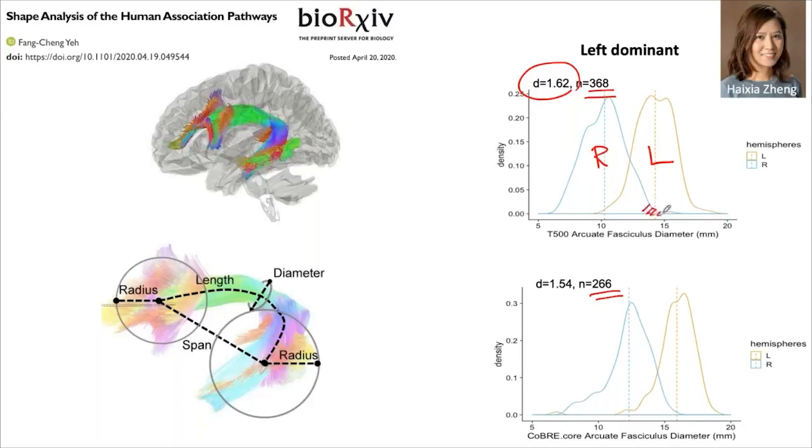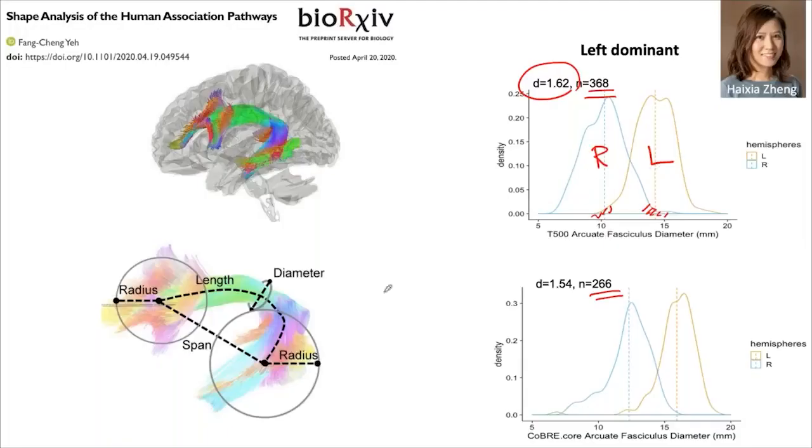But it's quite interesting that there are people who are here, and there are people who are here. So people are not exactly the same. Even within the group, you can see that there is a variation in terms of the shape and size of this pathway.